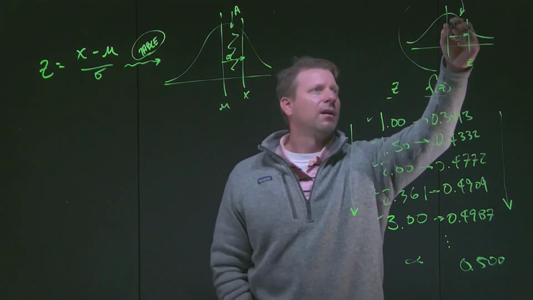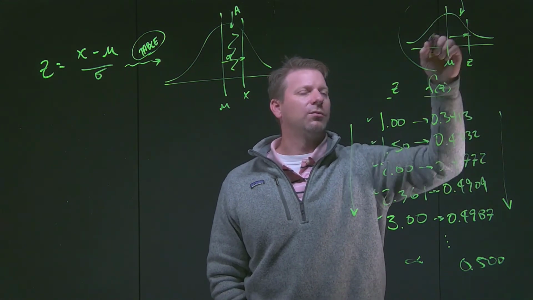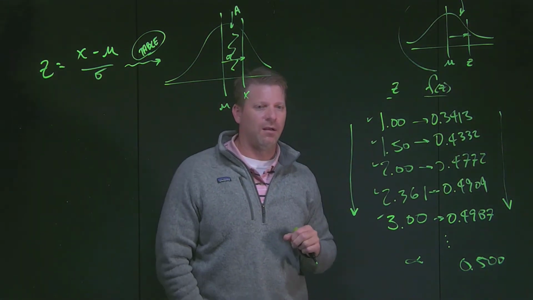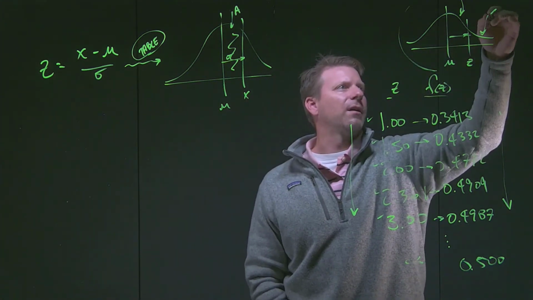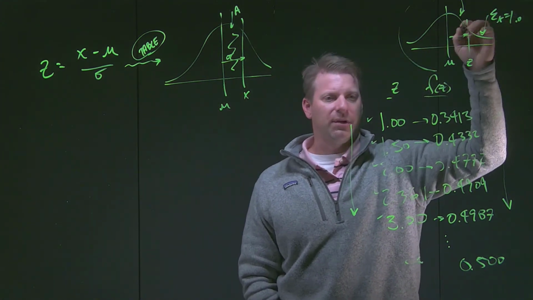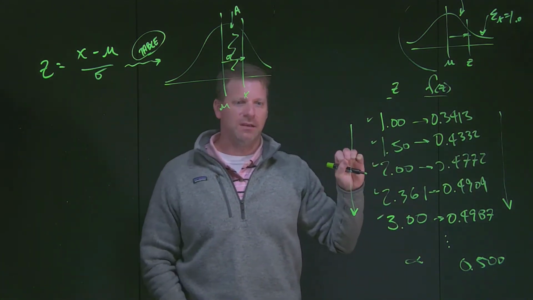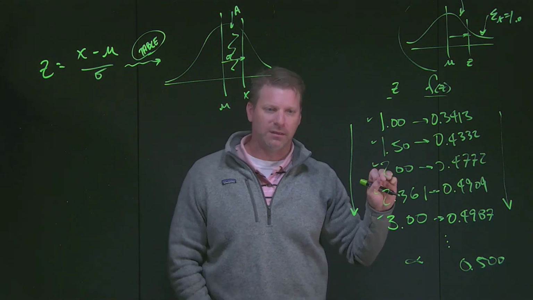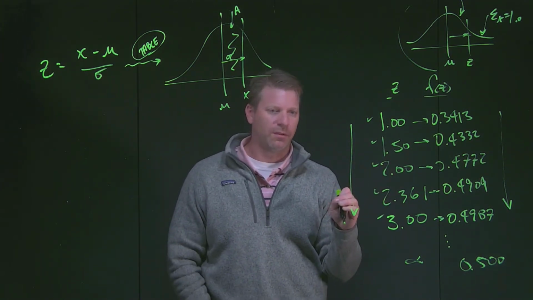Because remember, in our Gaussian distribution, the mean separates the two sides. Mathematically, it's in the middle. The total area on this entire distribution is 1. So we're always going to find that on one side of the mean exists 50% of the probability in the normal distribution, and on the other side of the mean exists 50% of the probability.